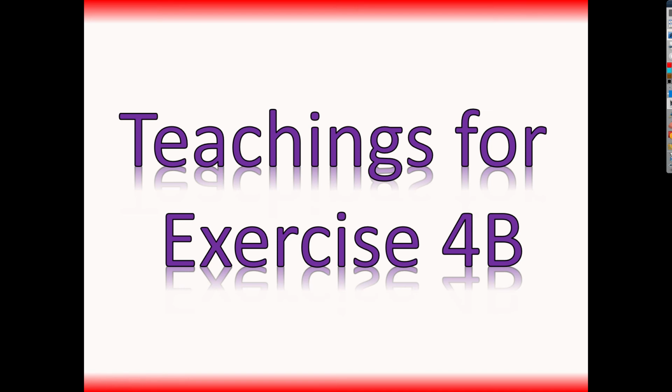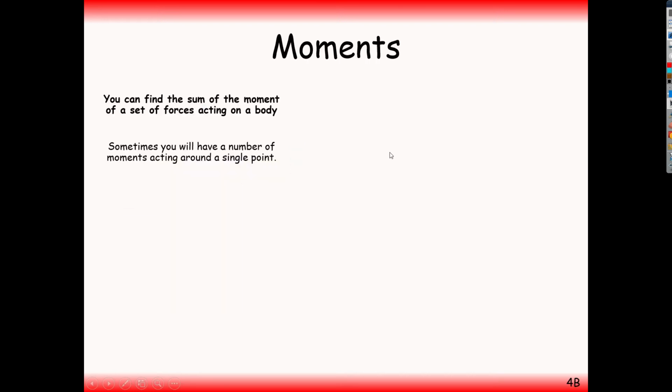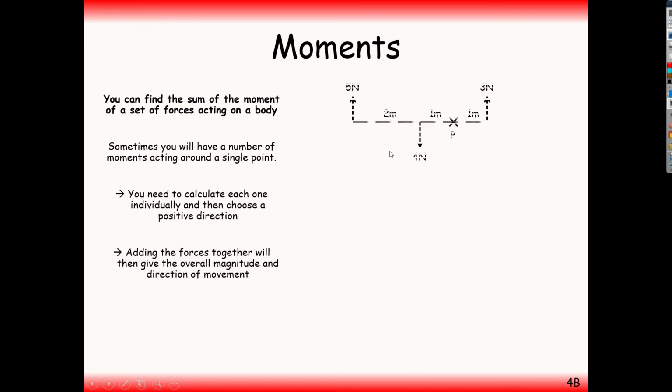This video is designed to help you with exercise 4b. This is the second part of the moments chapter, and we're moving on from doing a single moment acting around a particle to multiple moments acting at once, and then we're going to sum them up and get a resultant moment. So here's a diagram to explain what I mean.